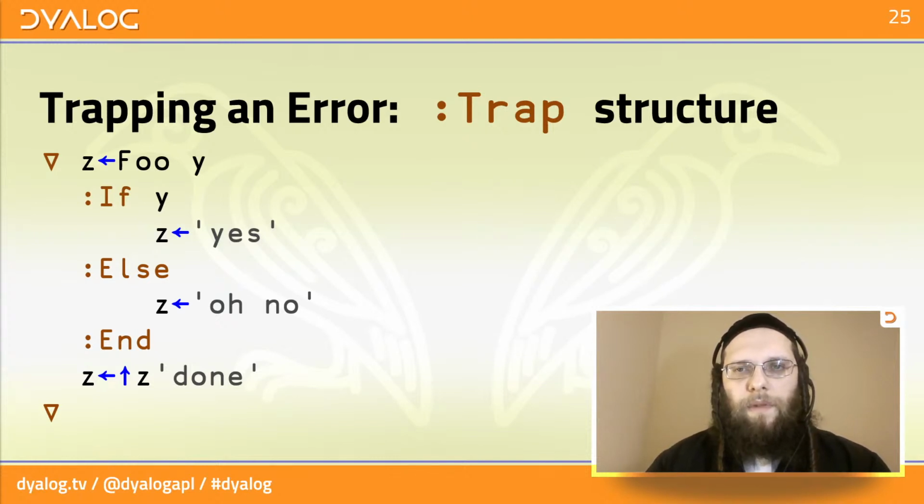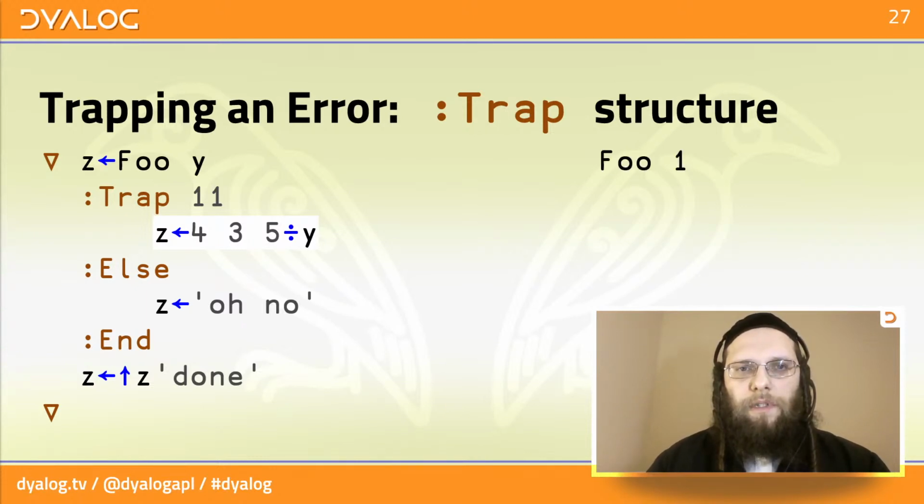Now, trapping works very similarly to this. Instead of if, we have :trap. And if you want, you can put :end trap at the end. And then instead of just a simple result, we're trying some expression that may fail.